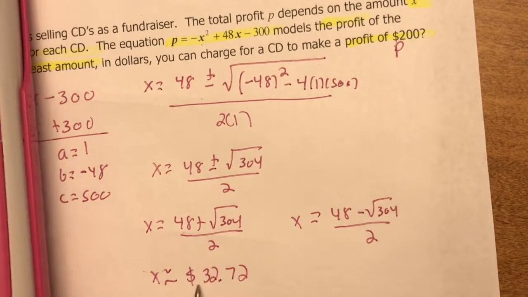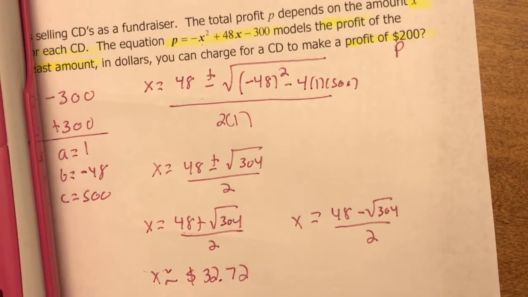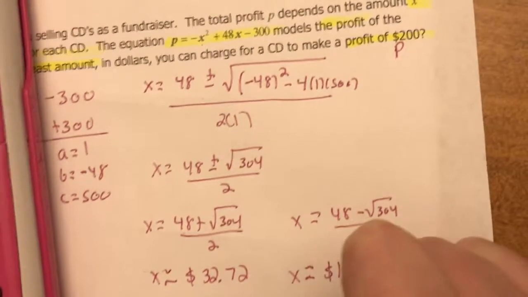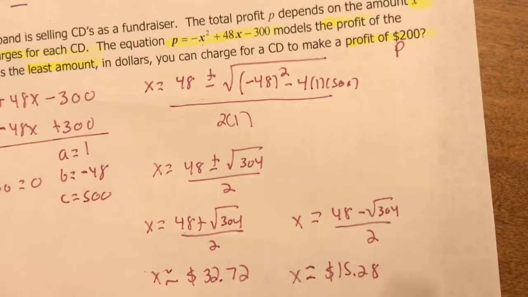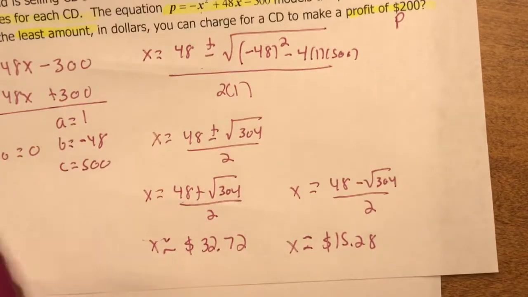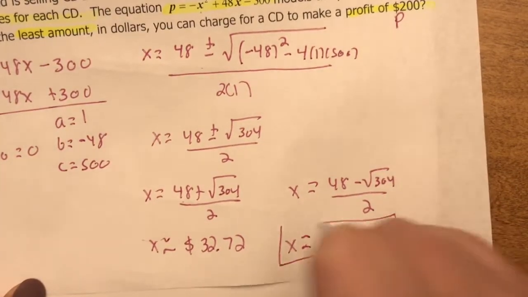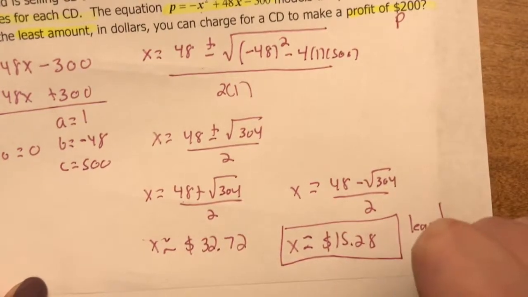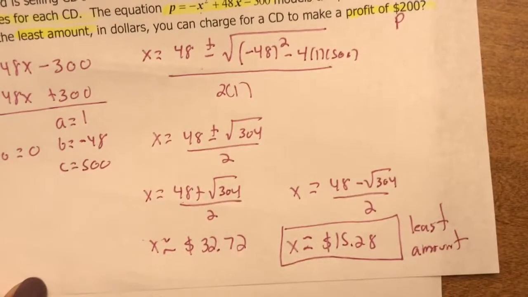Now, it was talking about how much you should charge, so that's why I went to the nearest penny. Now, when we do the other, 48 minus the square root of 304, that becomes 30.56 approximately. You're going to divide that by 2, and x is approximately $15.28. Now we have two different amounts that we can charge in order to get a profit of 200, but to answer the question of the least amount, we are going to choose $15.28. That is the least amount we can charge in order to get a profit of $200.